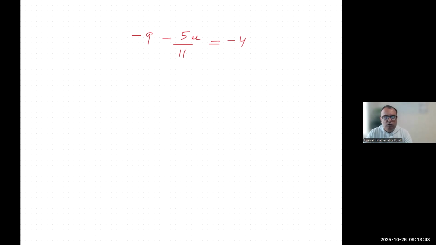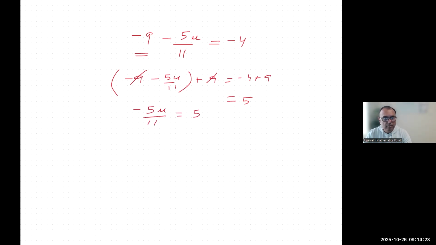So the first number that I would like to get rid of, if I follow the reverse BODMAS, is this negative 9. So I will say negative 9 take away 5u on 11, and I will put the bracket and add positive 9 here and positive 9 here. So what is on the right hand side? It is 5, right? And on the left hand side, negative 9 and positive 9 cancel. You've got 5u over 11 equals 5.